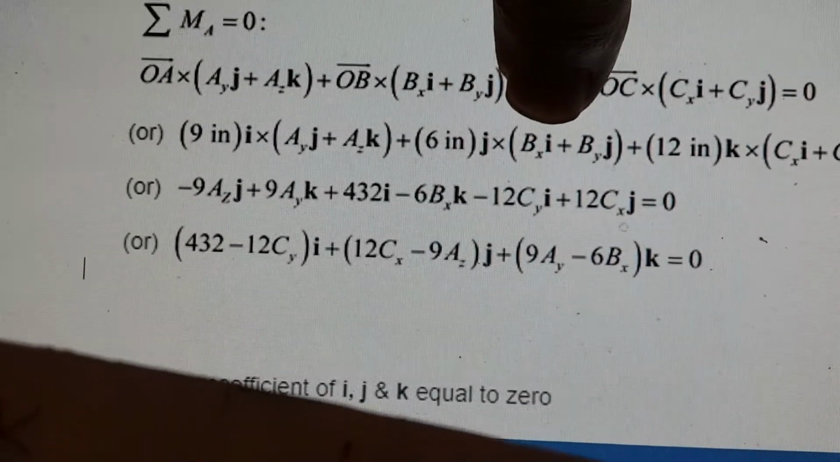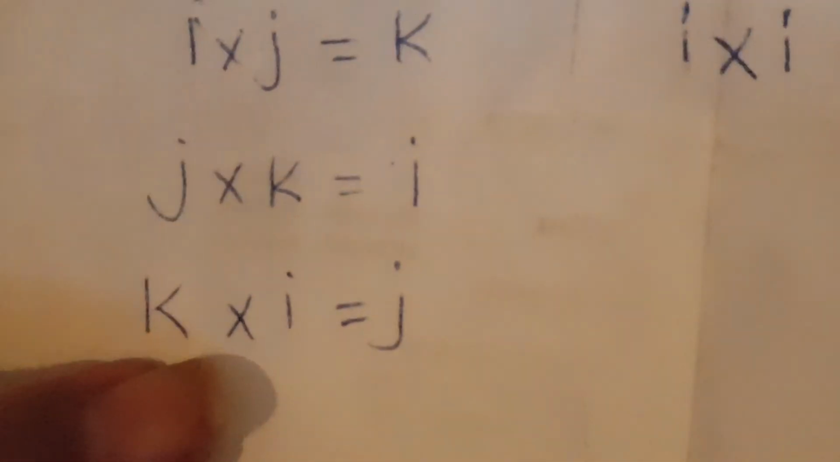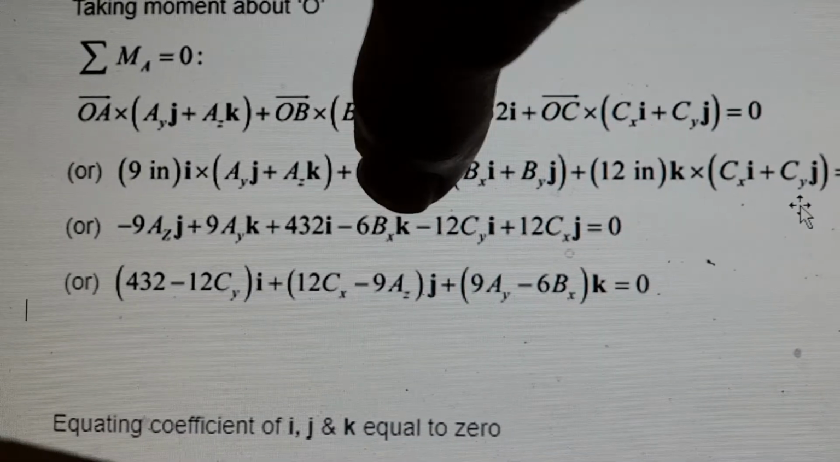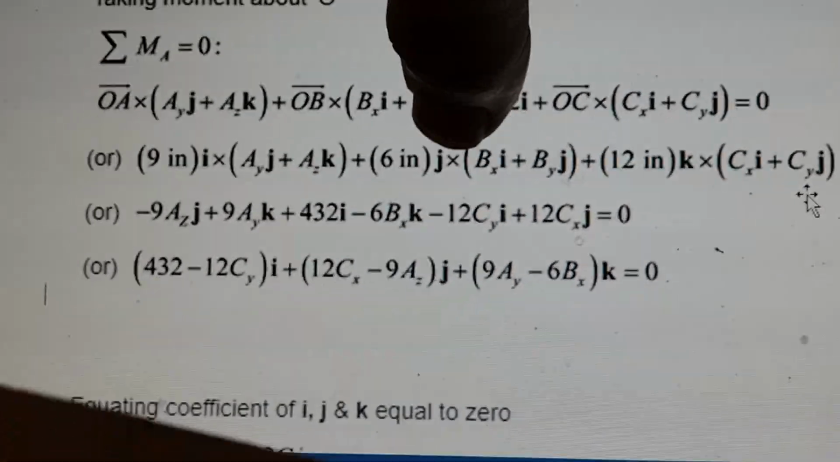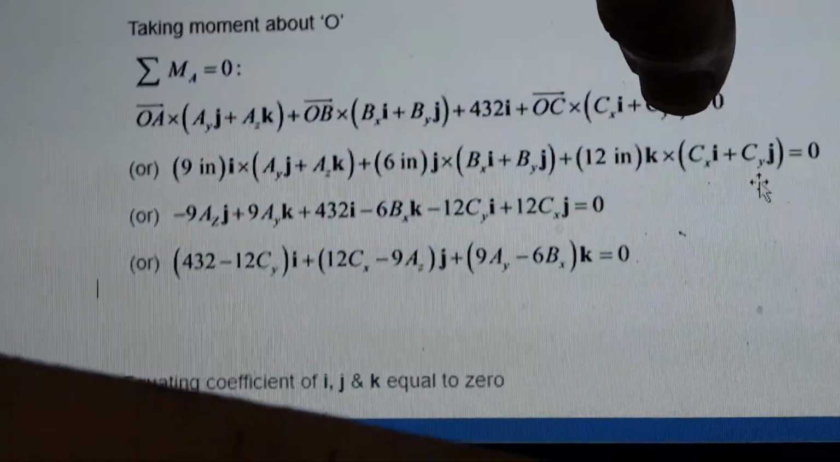J times I. J cross I, sorry. J cross I is minus K. So 6 BX minus 6 BX K. So minus 6 BX K. Look at that. Minus 6 BX K. And then J, that's 0. Forget it, because I cross I, J cross J, and K cross K is equal to 0. So here, J cross J is equal to 0. Now let's go to the next.